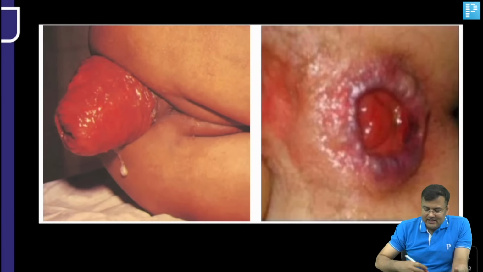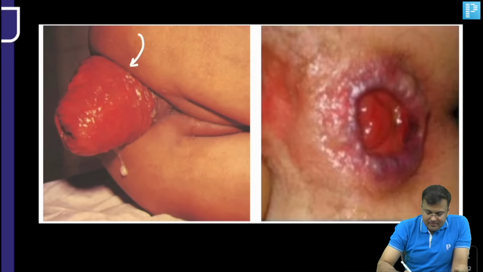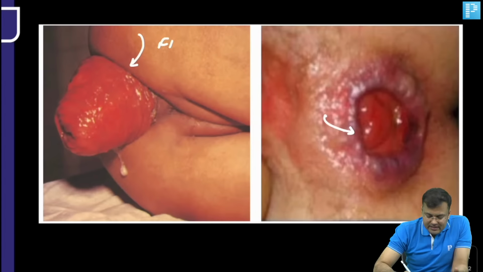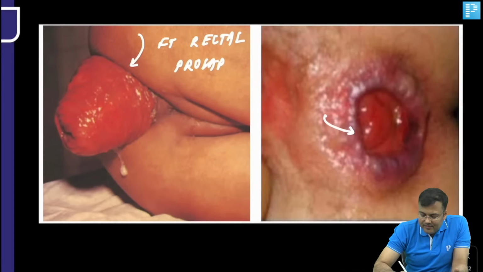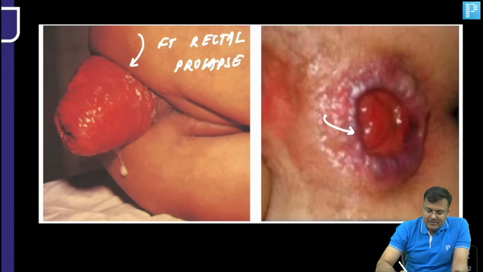Okay? Now, you can see the next one. Tell me, guys, what's the diagnosis here? Very good. So, what's the diagnosis? It is rectal prolapse. It is full thickness rectal prolapse. And you know, this full thickness rectal prolapse, it is seen in children or adults? Full thickness rectal prolapse, this is seen in adults.